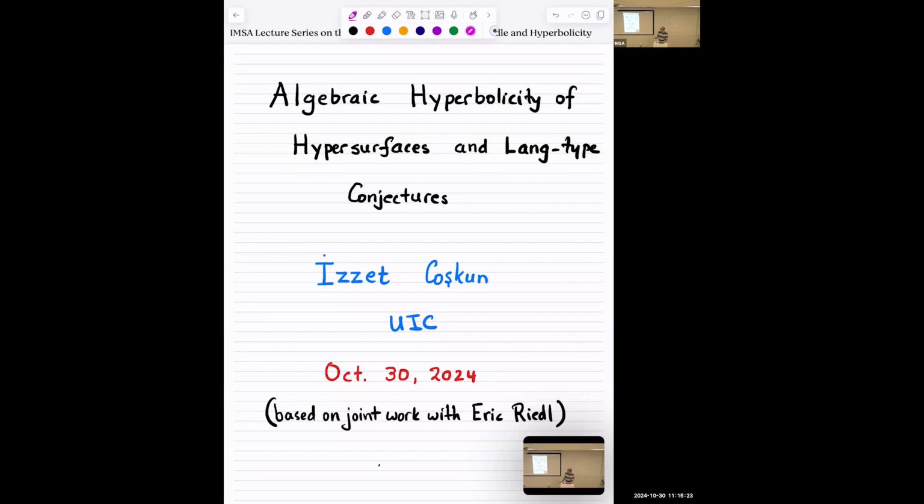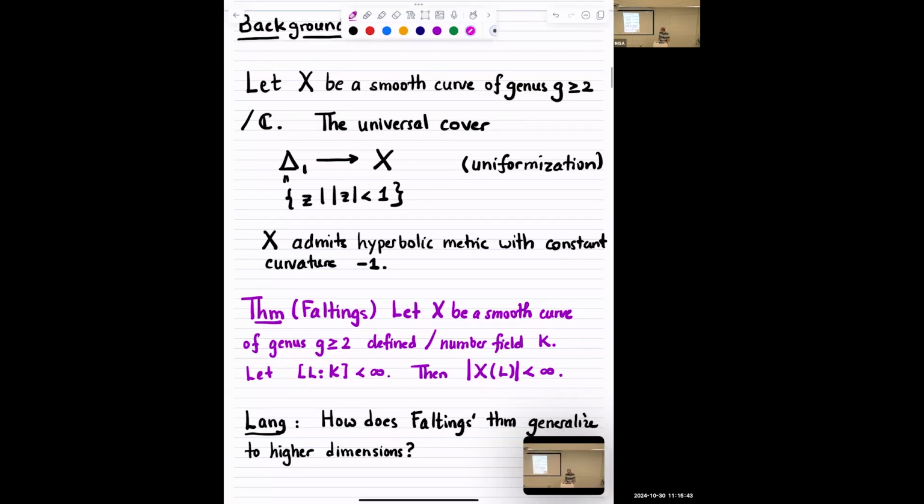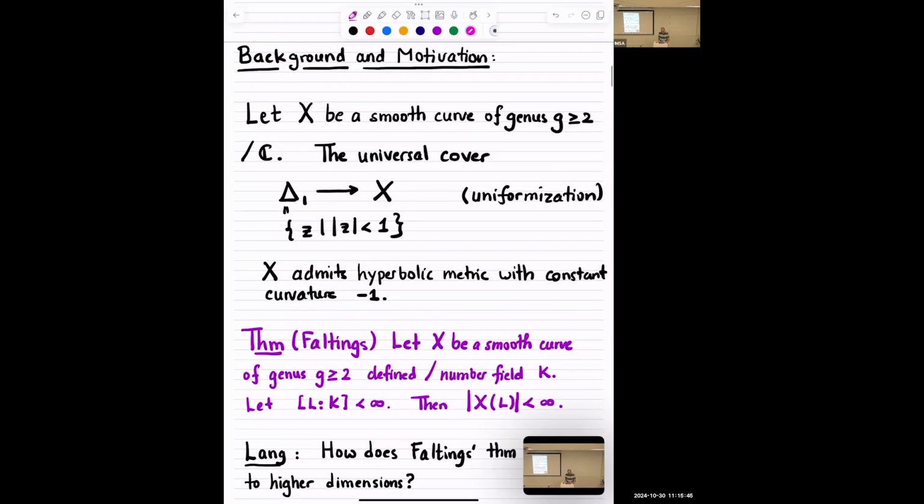So I'll talk about algebraic hyperbolicity of hypersurfaces and line type conjectures. Everything that I'll say that's new is joint work with Eric Riedl, and in fact, most of it is work that's already a few years old. Let me start with an introduction. It's hard to follow Professor Sue, but maybe I'll repeat a little bit of what he said. So what's the background and the motivation?